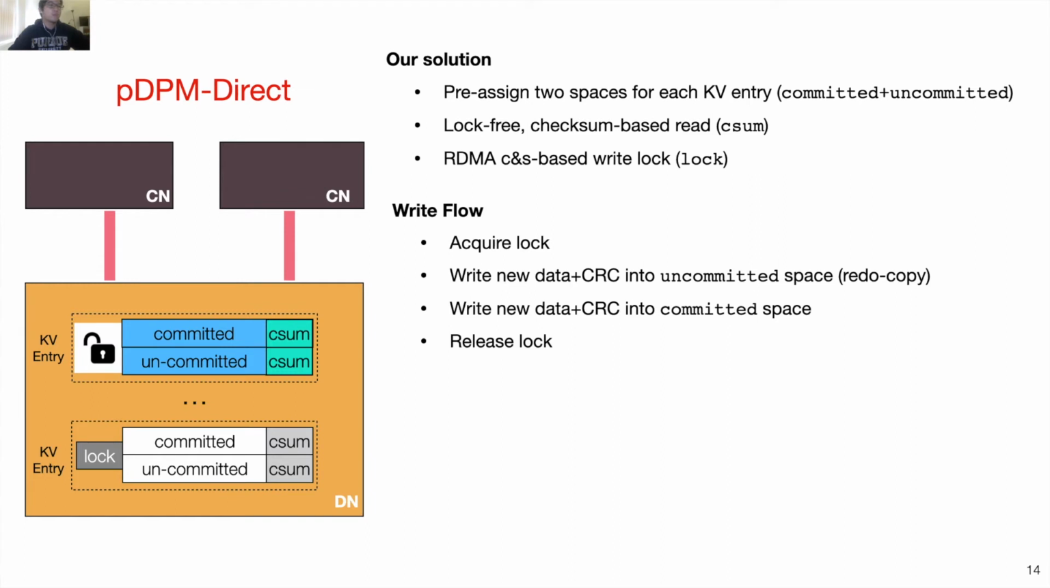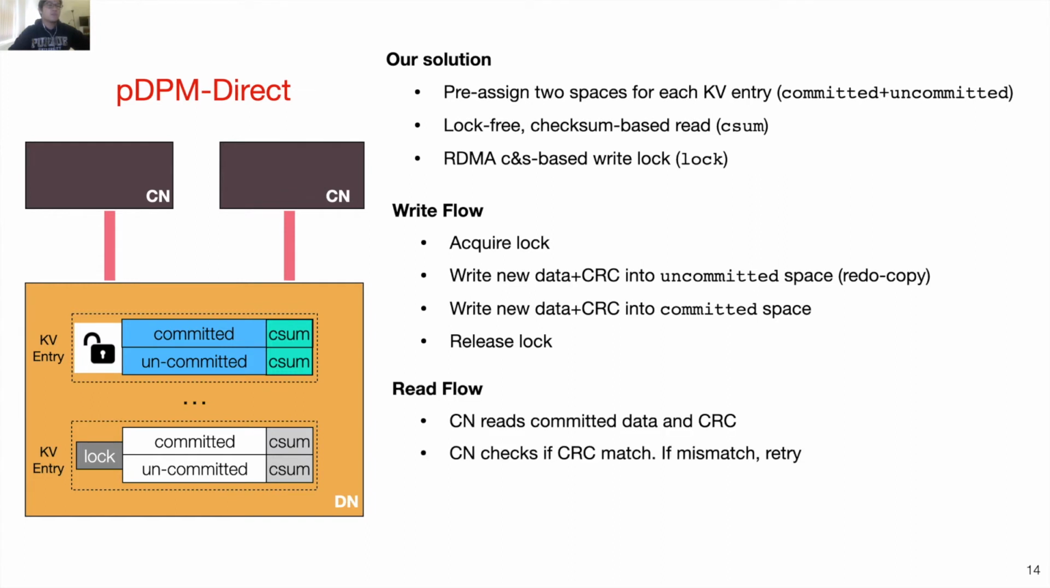To read an entry, CN issues an RDMA read to read the committed data and the checksum. CN then calculates the checksum of the data just read and compares it to the checksum read from the DN. If they match, then the read operation finishes. Otherwise, it means the data is being modified by a concurrent writer. The CN will then repeat the process until checksums match. In the best scenario, a key write's latency is 4 RTTs with 1 checksum calculation time. A key read's latency is 1 RTT and 1 checksum calculation time.